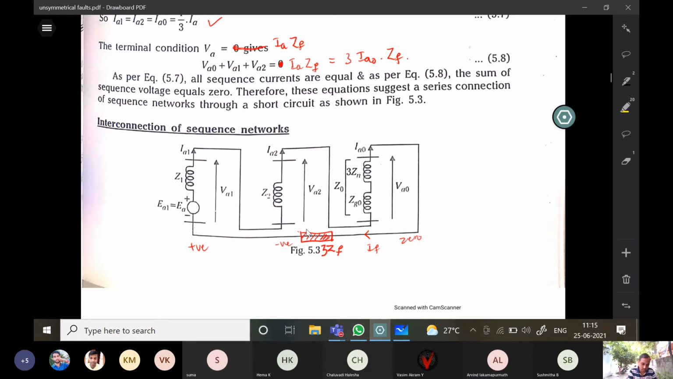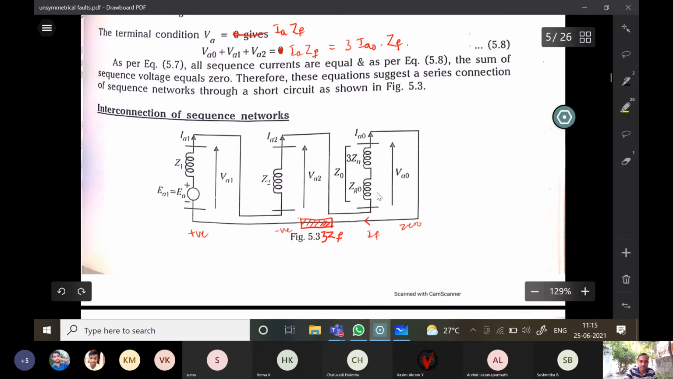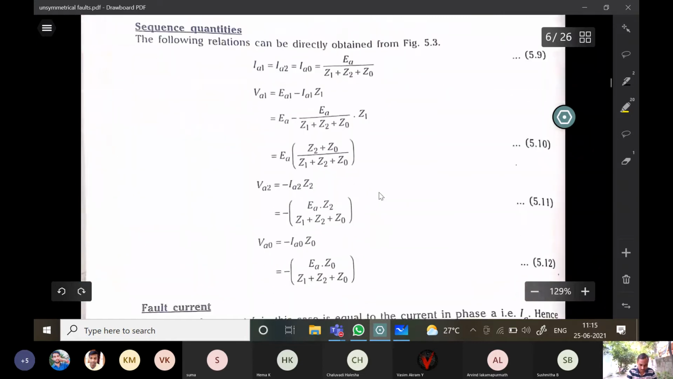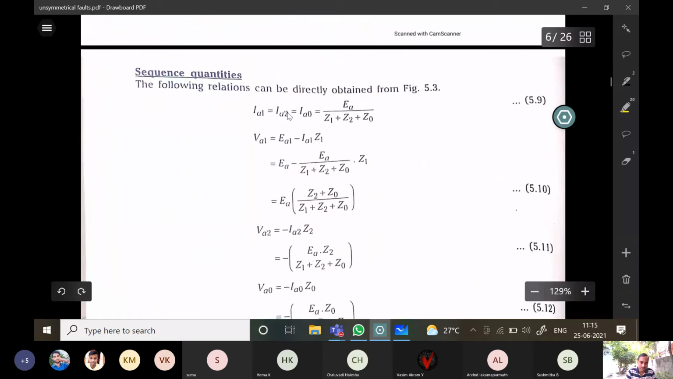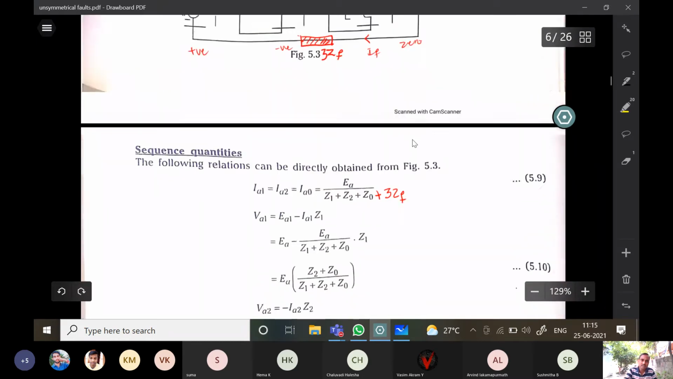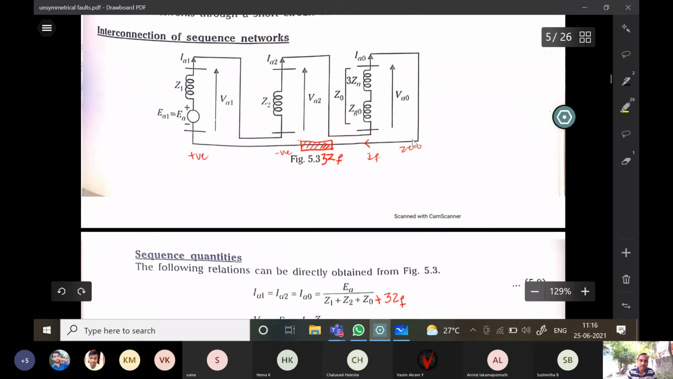So what about the sequence quantities? They are going to change here. For the sequence quantities IA0, IA1 and IA2, in the previous derivation we had EA divided by Z1 plus Z2 plus Z0. Along with that, one more impedance is added here, that is 3 times ZF, because Z1, Z2 and Z0 are in series, and along with that this one is also in series, plus 3 times ZF.